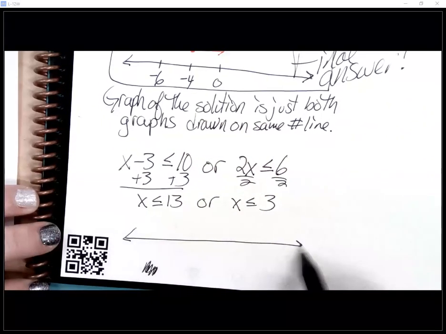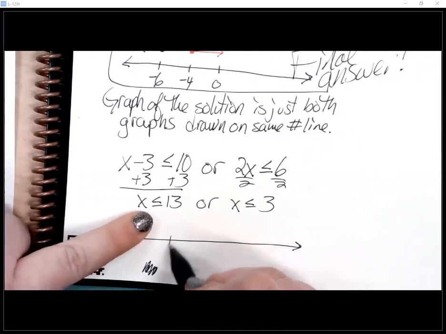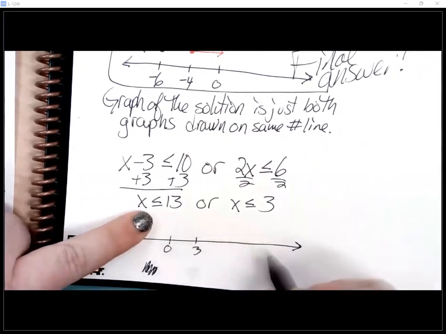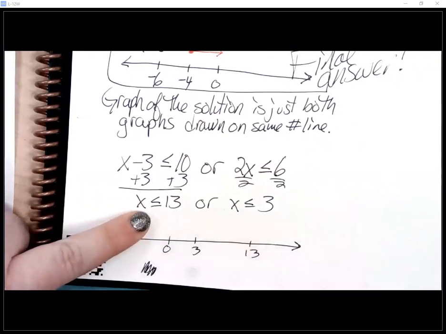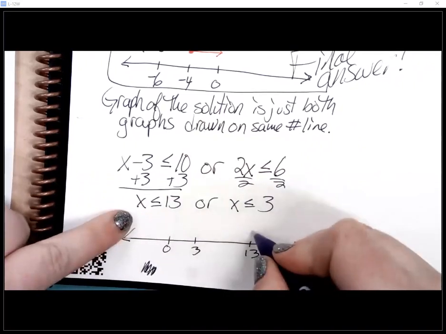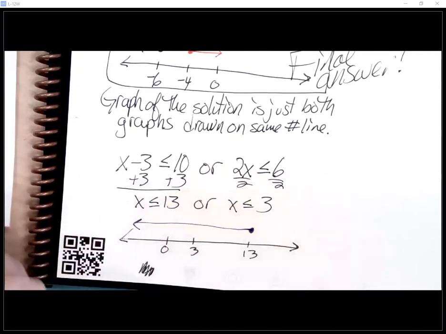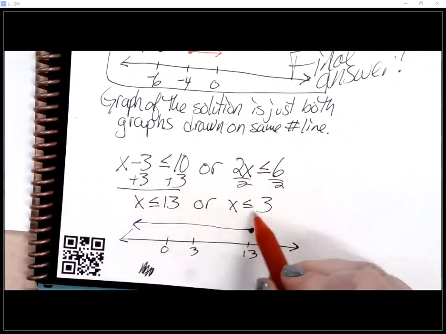All right, so I'm going to graph my first one. Let me put a 0 there. Here's a 3, here's a 13. Okay, cool. So the first one has x is less than or equal to 13, so I'd have a solid dot going this way. There's that one. This one, x is less than or equal to 3.